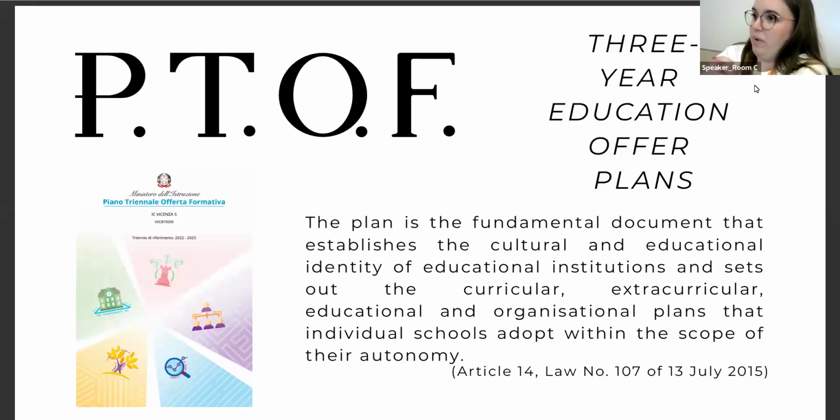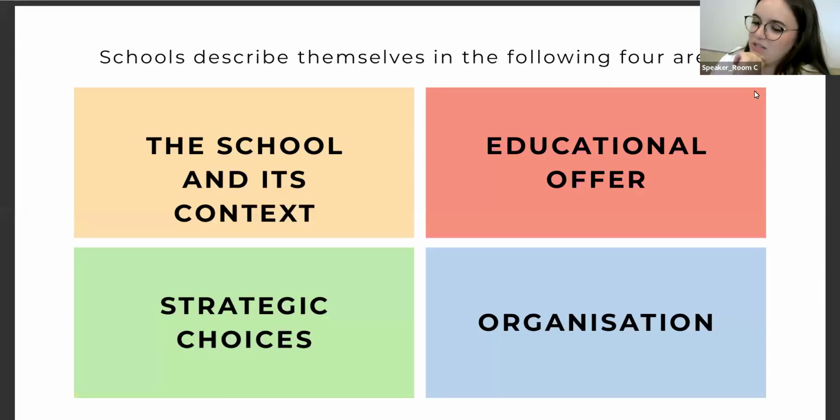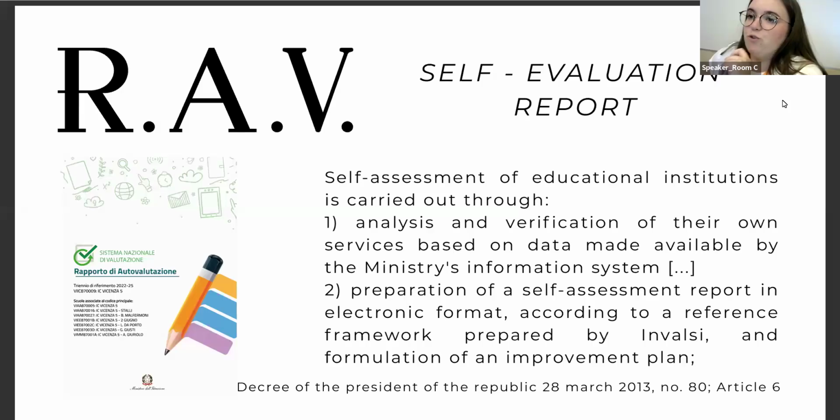The 3-year educational offer plan is like the identity card of our schools. It shows the offer plans, their strategic choices, their organization, and their context, and it's useful for understanding how the school is connecting with the context and how families can choose one school over another by looking at these documents. Here we have the 4 areas, and we are focused on the educational offer. Whereas the self-evaluation report is written by a group of teachers of each school together with the headmaster, and they analyze and verify their own service based on some criteria made by the Ministry of Education.